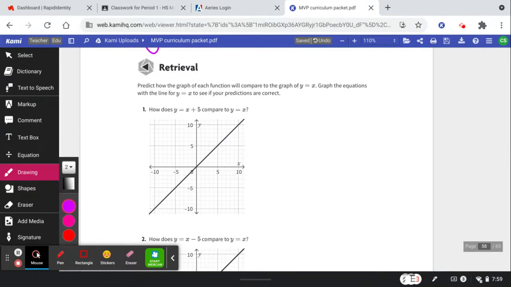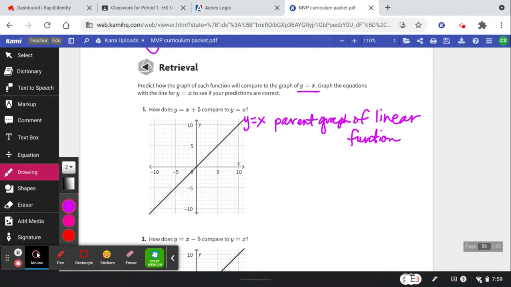Predict how the graph of the function will compare to the graph of y equals x. So right here, they're already giving us the graph of y equals x. This is called the parent function or parent graph of all lines. Meaning starting at the origin, it's just going up at a slope of 1. So y equals x starts at the origin. So my y-intercept is (0, 0), and its slope is 1.